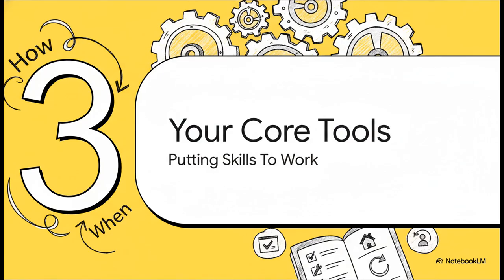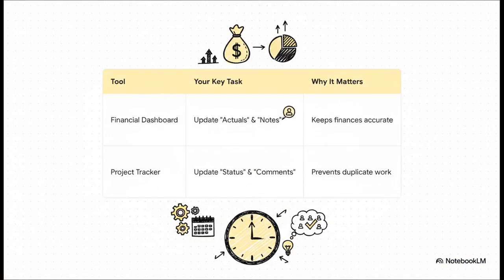So now that you know how to edit, let's talk about the why and the when. Let's take a look at how you'll actually put these skills to work with the tools you'll be using every day. So here are your main responsibilities. For the financial dashboard, you'll be using that pop-out icon to update the actuals and notes columns. This keeps our reporting live and 100% accurate. Then for the project tracker, you'll be updating the status and comments columns. This is huge. It gives everyone instant clarity. For example, just logging the date you called a vendor prevents 3 other people from calling that same contractor about the exact same thing. It's all about working smarter, not harder.